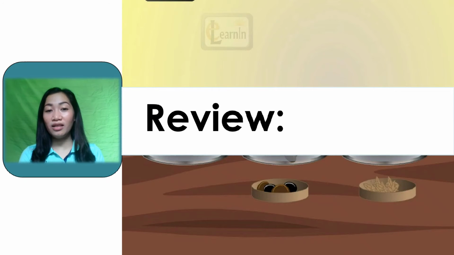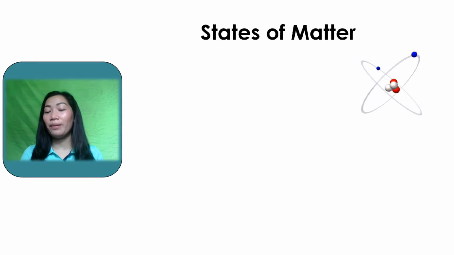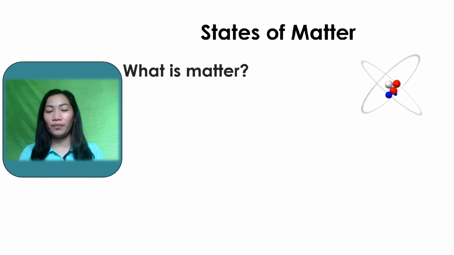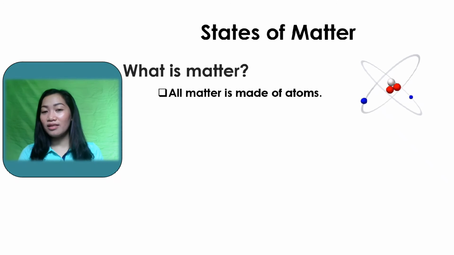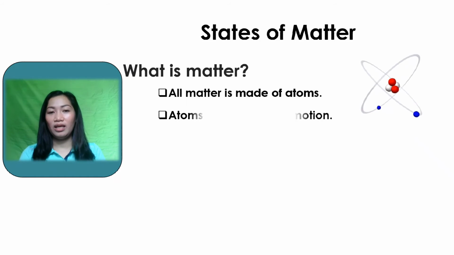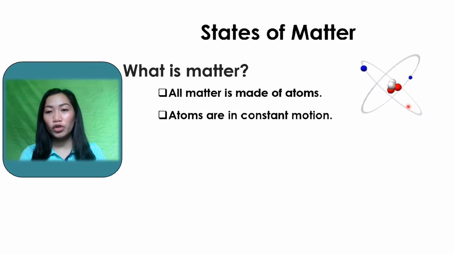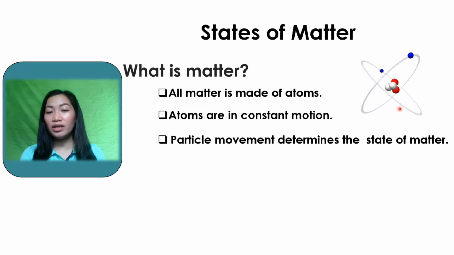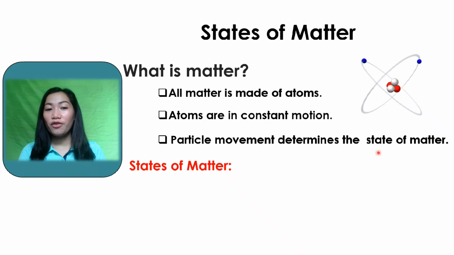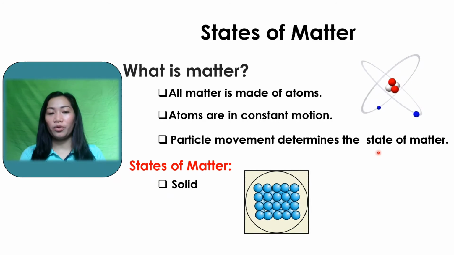But before diving in, let's have a review first. Last time we talked about the states of matter. So what is states of matter again? As we all know, matter is made of atoms, and these atoms are in constant motion, meaning they are moving. The particles also determine the state of matter. And we discovered that we have three states of matter.